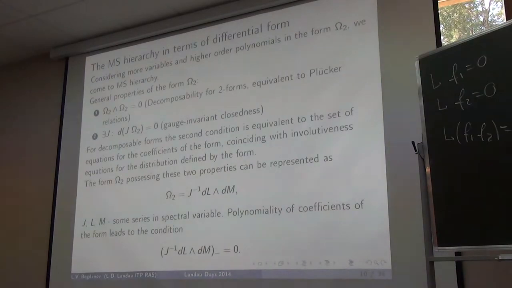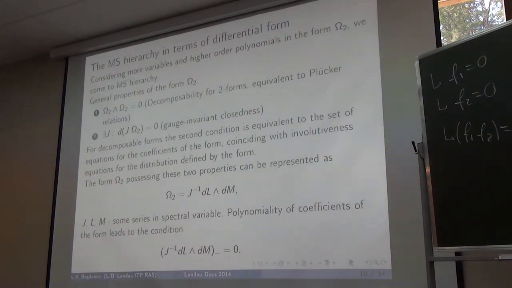When you consider the hierarchies with vector fields of high dimension, you cannot write it in this simple way. When you have forms of higher order, you just postulate Plücker relations for the coefficients. But here it's just that simple. And the second property is this gauge invariant closedness.